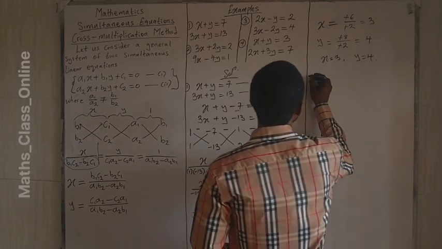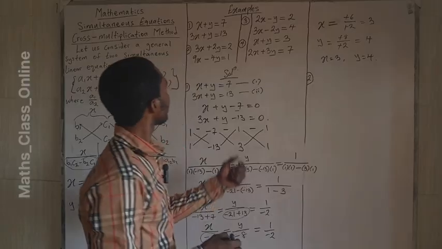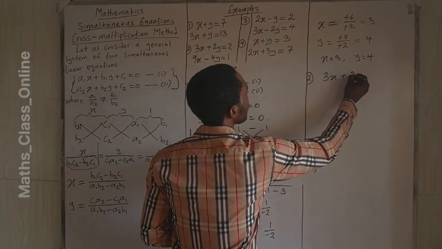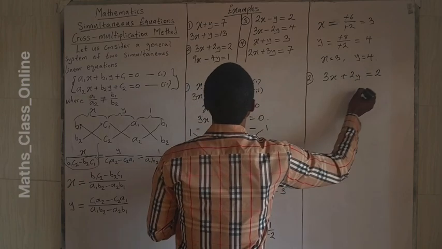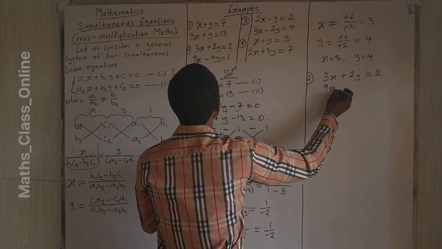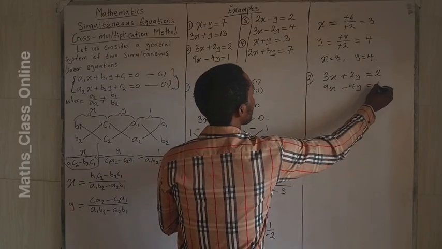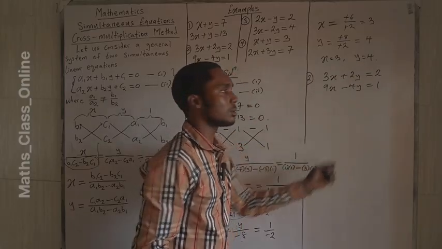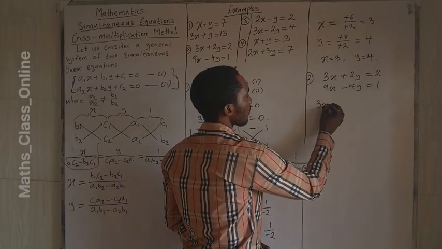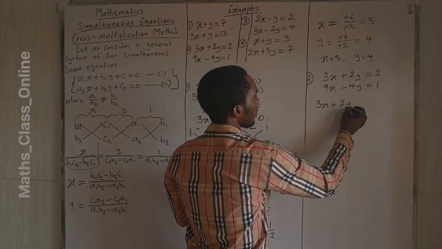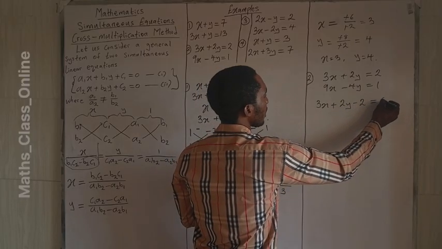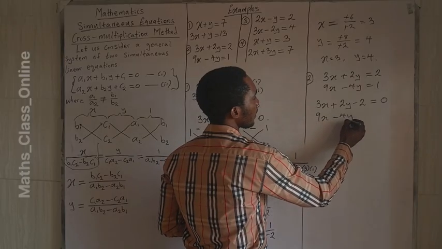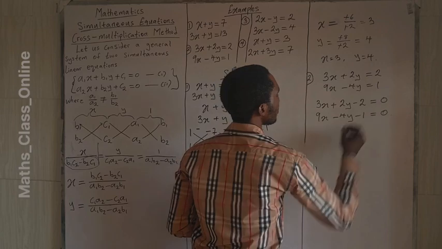Example 2. For this second example, we have 3x plus 2y equals 2, and 9x minus 4y equals 1. What are we going to do first? Bring this constant to the other side of the equation. So this is 3x plus 2y minus 2 equals 0, and 9x minus 4y minus 1 equals 0.